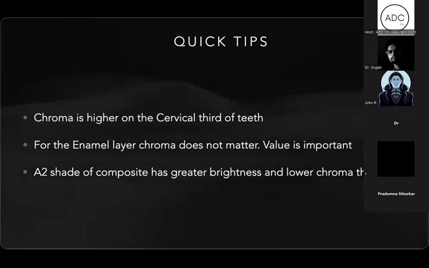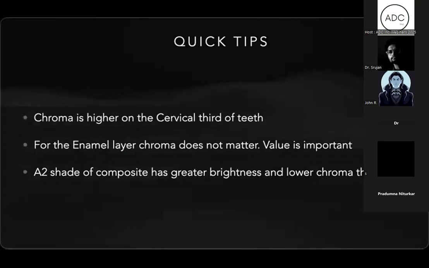Now, A2 shade of composite has greater brightness and lower chroma than A3. So that is the difference. Like I said, brightness or value and chroma are inversely proportional. So the difference between A2 and A3 is that A3 is going to be more chromatic. So you're going to use A3 cervically. You will have to use A2 at the middle third, right? I hope we are on the same page.